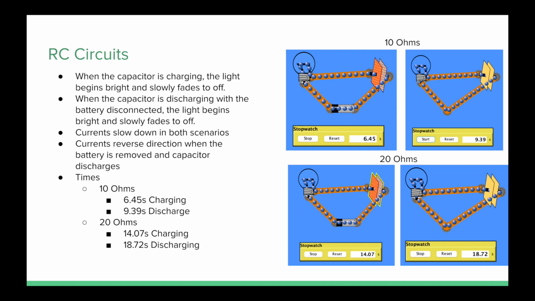We then measured the time it took for the capacitor to both charge and discharge using both the 10 and 20 ohm resistance light bulbs. The 10 ohm bulb took 6.45 seconds to charge and 9.39 seconds to discharge, while the 20 ohm bulb took 14.07 seconds to charge and 18.72 seconds to discharge, which is explained by the current traveling slower in the 20 ohm circuit due to more resistance.